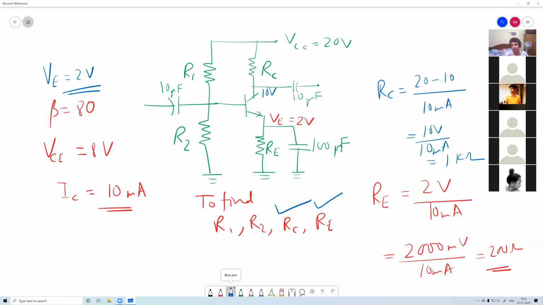Now what to do? This R1 and R2 are unknown. How to find that? Yes, it's better to use Thevenin's equivalent circuit, right? How to find R1 and R2?